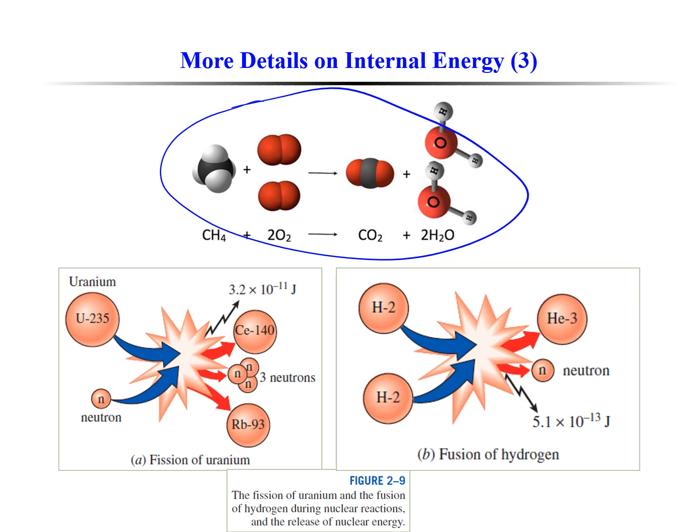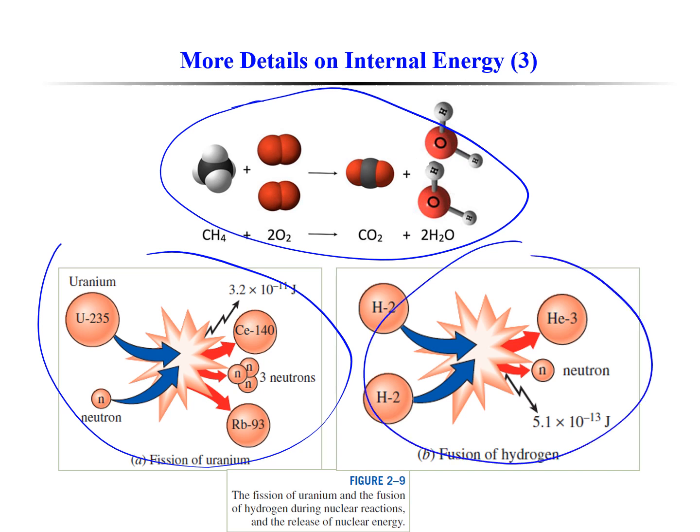The bottom figure shows the fission of the uranium and the fusion of the hydrogen during the nuclear reaction. The fission turns uranium-235 into cesium-140 and rubidium-93 due to the addition of the neutron. The nuclear fusion turns hydrogen into helium. Surely, a lot of energy will be released during these processes.